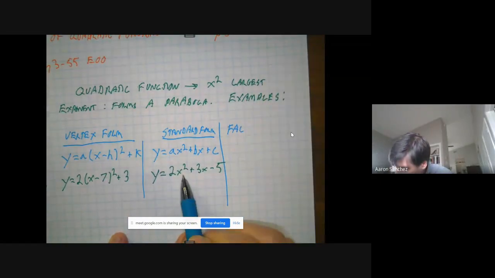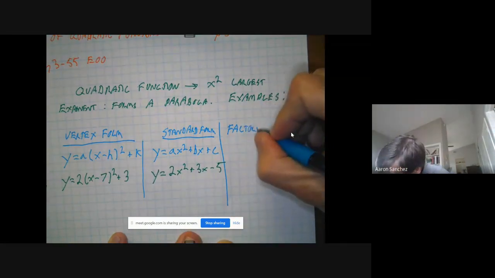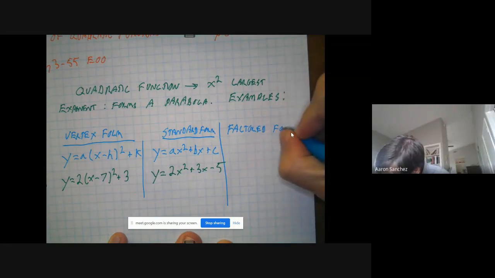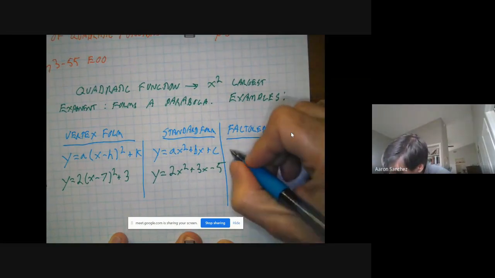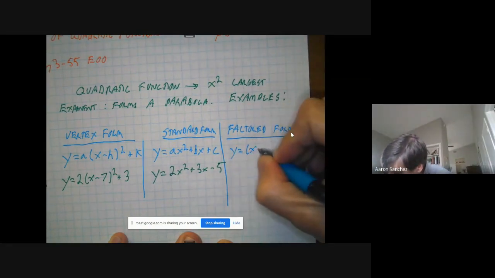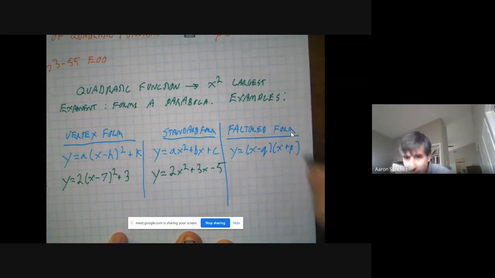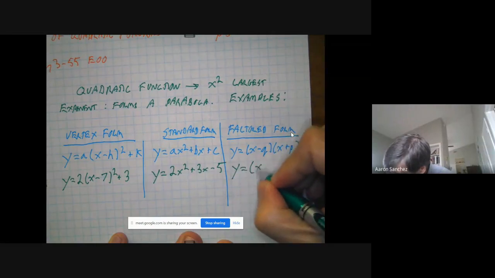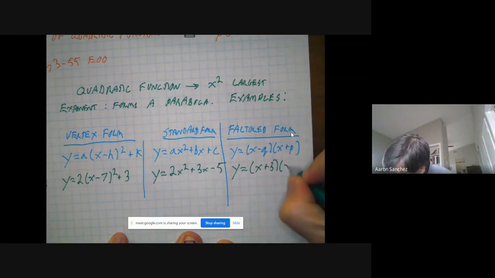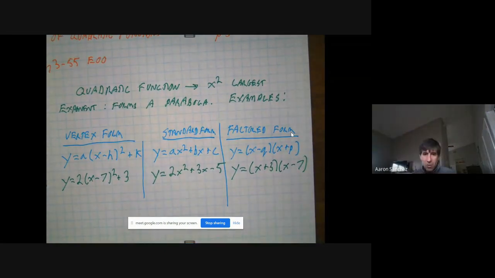By the way, there's my x squared. Factored form would look like this. Y equals x minus q times x plus p. Or, in numbers, y equals x plus 3 times x minus 7. That is factored form. Okay, those are all quadratics.